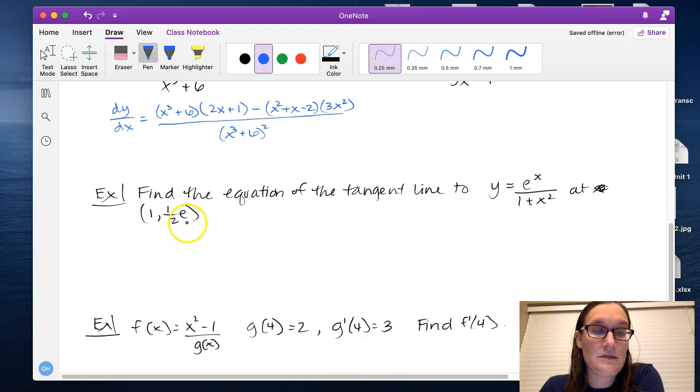So you're given the entire point. The main thing that we need to do then is find the derivative, because the slope of the tangent line is the derivative. So we take the derivative. We have to use quotient rule.